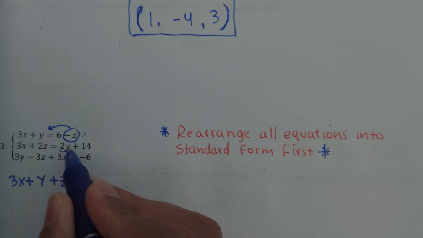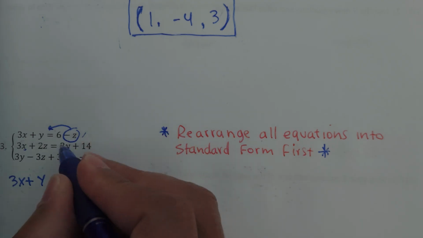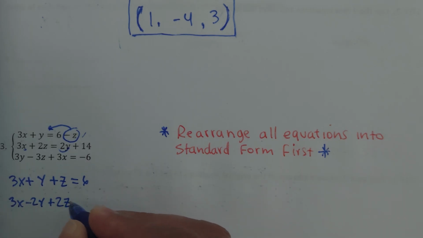The second equation, the y should be second place after the x. So I'm going to jump this 2y to this side. Since it's positive on the right, I'm going to subtract it. So then the second equation becomes 3x minus 2y plus 2z equals 14.